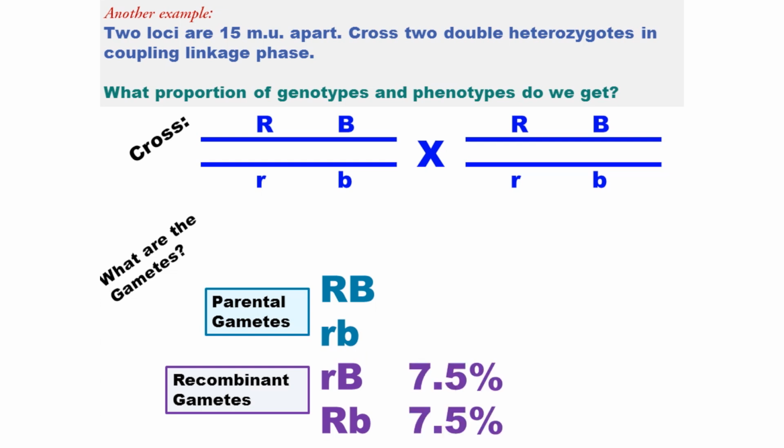And here's the percentage that we're going to produce of them. 7.5% of each of the recombinant gametes, because I've told you what the distance is. It's 15 map units. Divided in half, each of those 7.5%, that's what we get for the recombinant gametes. Whatever's left over is going to be divided between the parental gametes. So 85%, we divide that in half, 42.5% for each of those.